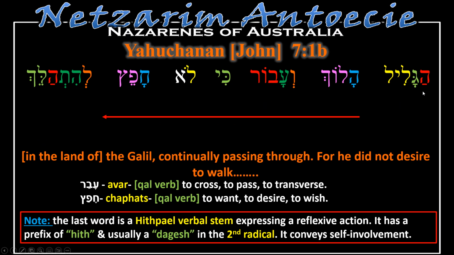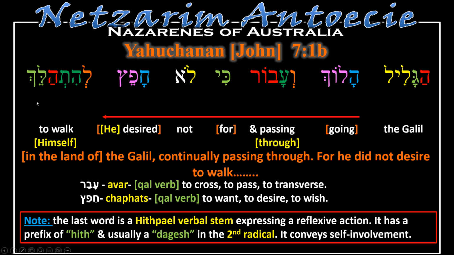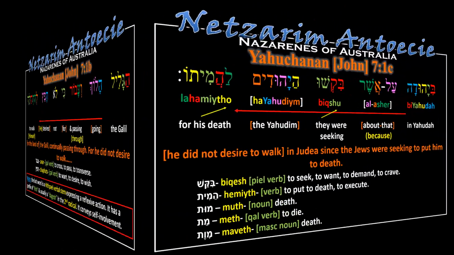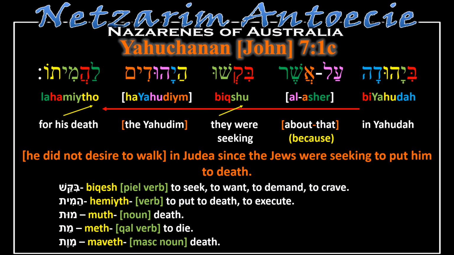And it is Ha-galil, Ha-lok, Ve'avor, Ki-lo, Ha-fetz, Lehit ha-lek. The Galil, going and passing, we can say through, for not he desired to walk himself. And so we turn to 1c.